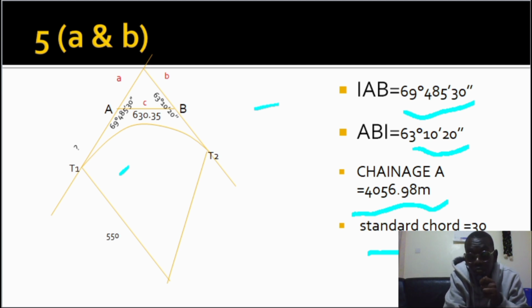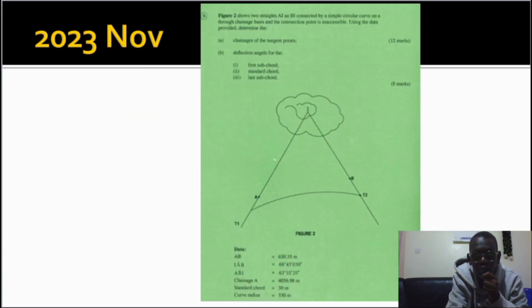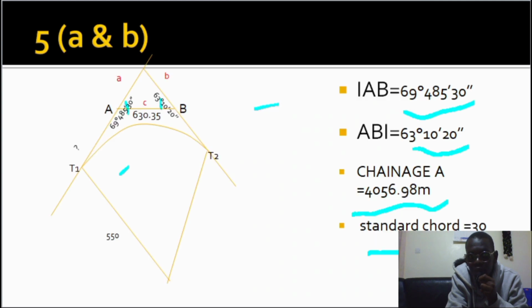Given this simple representation, we have been given the internal angles directly there. Those are the values that we'll be calculating, and the distance AB was given in the question. It was not clear, but that distance was the first thing that was given there. You can see that, and then the radius is here. So we need to calculate T1 and T2.